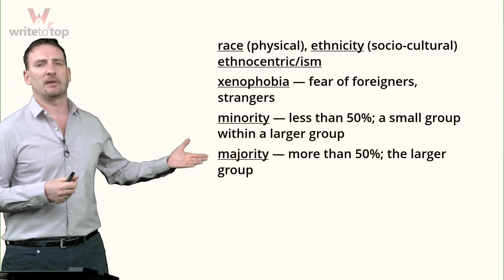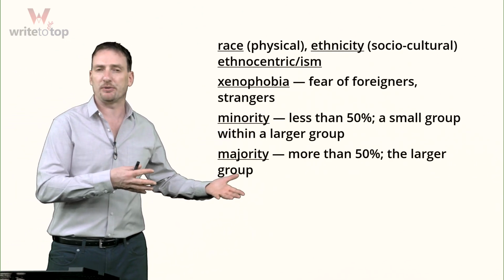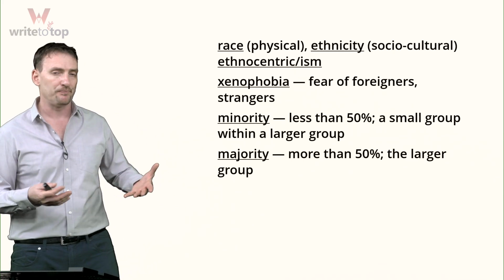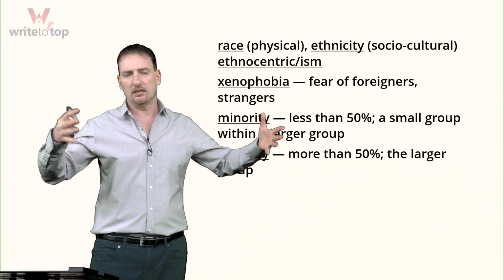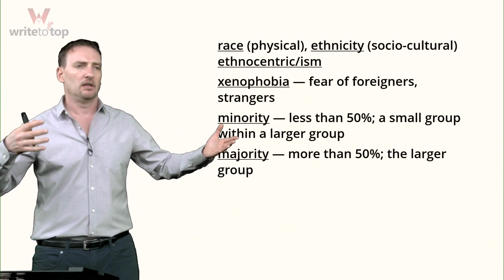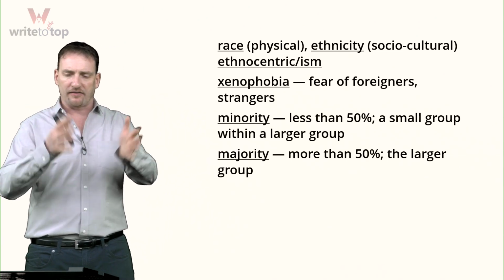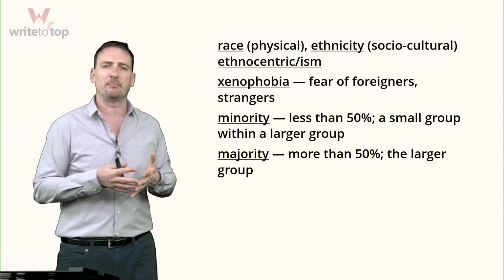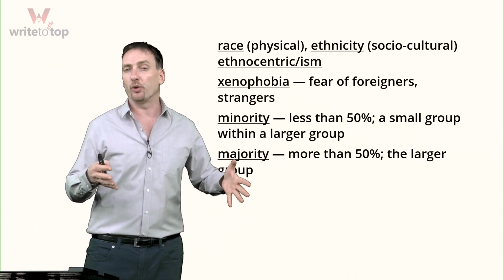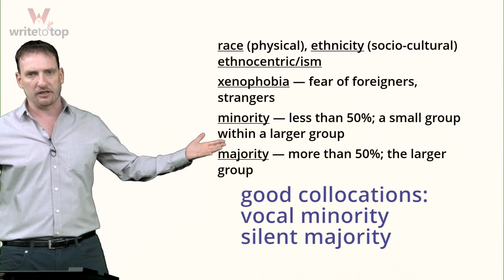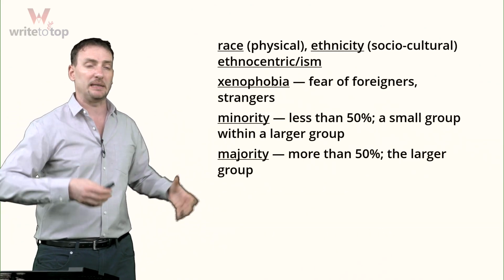And then you have minority and majority. Minority technically means less than 50%, but when we're talking about people, a minority is the smaller group within the larger group. So let's say in America, for example, the majority is Caucasian, white. There's quite a lot of minorities. There's Hispanics and blacks and Asians and all kinds of different minorities. The majority, that's the bigger group. So you can use these words as well to talk about groups of people.